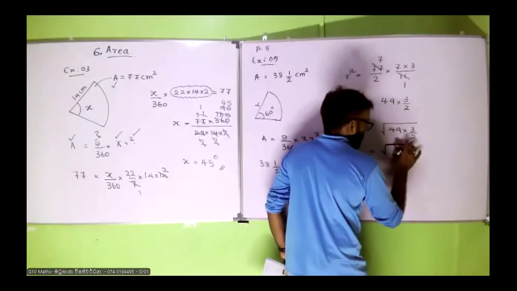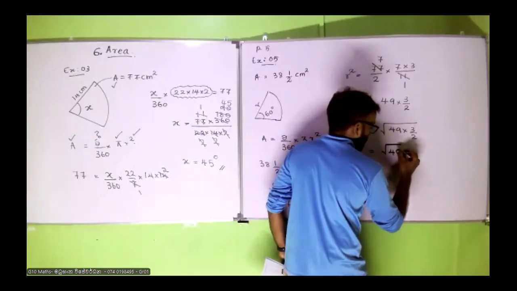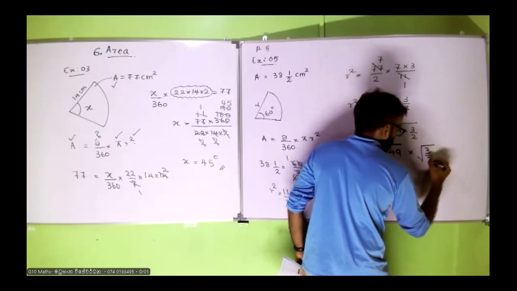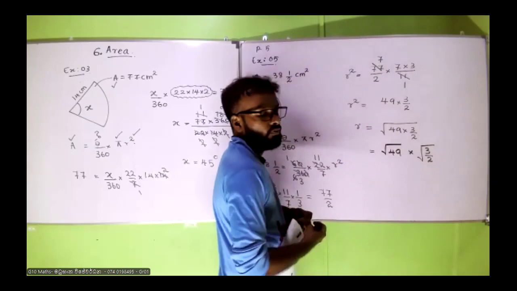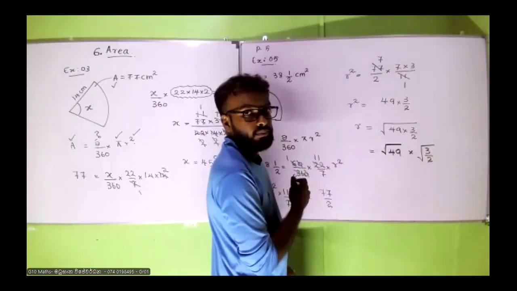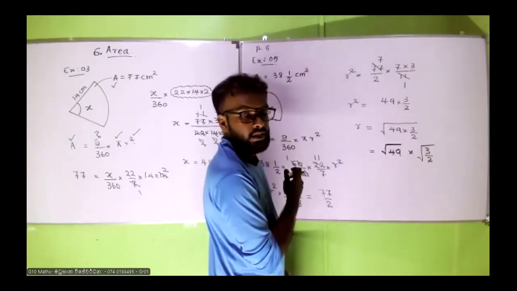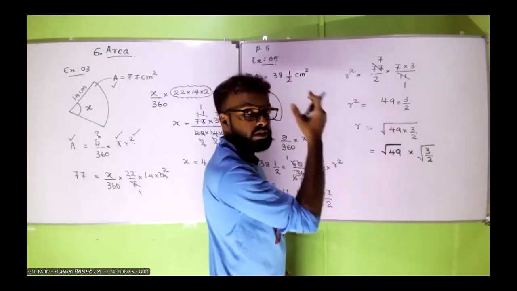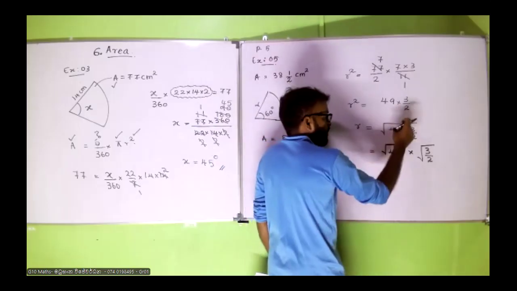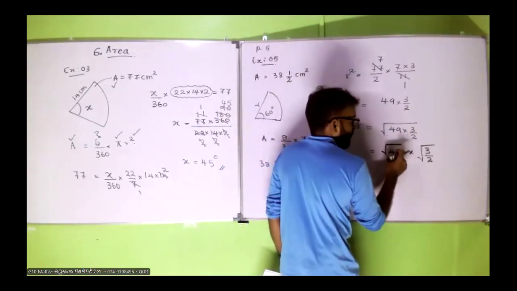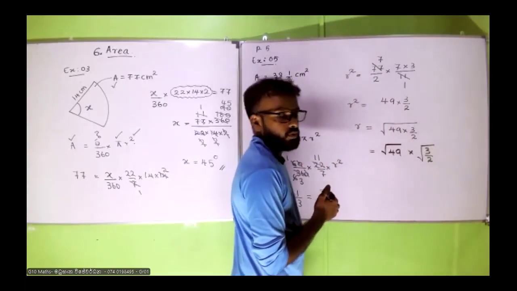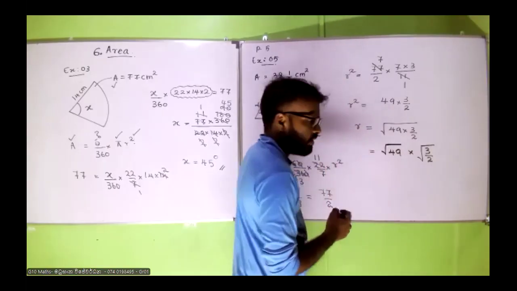That is, square root of 49 multiplied by square root of 3 upon 2. I can separate my square root between these two numbers, because square root is common for 49 and 3 upon 2. So I can separately apply square root for 49 and separately for 3 upon 2. You know 3 upon 2 is 1.5. Keep that in your mind.